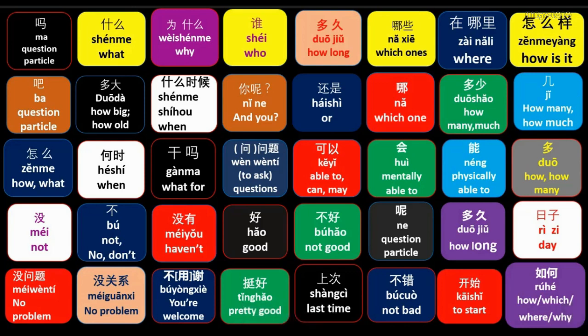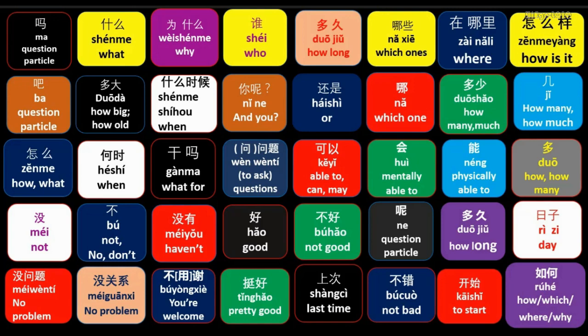Let's move on now. We're on the green one with white text, which is under the red one, which is 会. Which one? We're on the green one. 会. Which one? I said the green one. 会. Which one? Okay, you're not playing with it. 会. Mentally able to. Okay, so here we have 会.